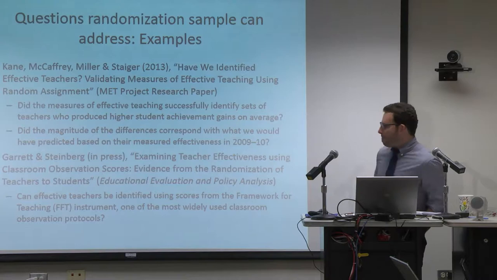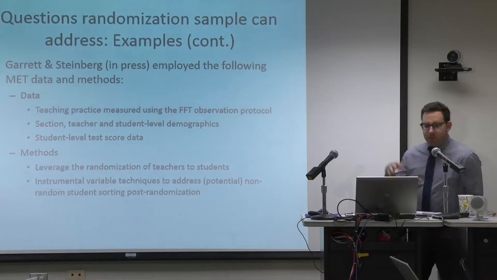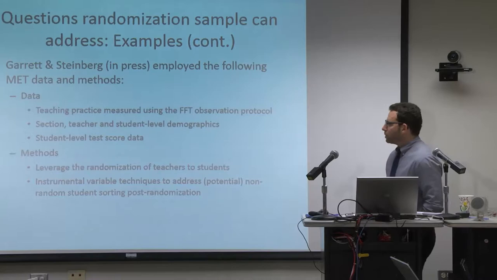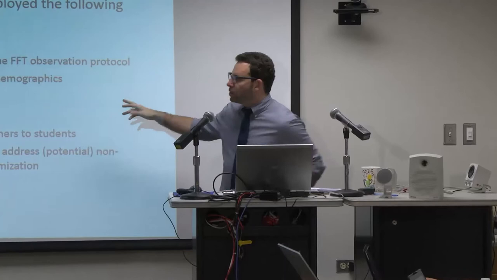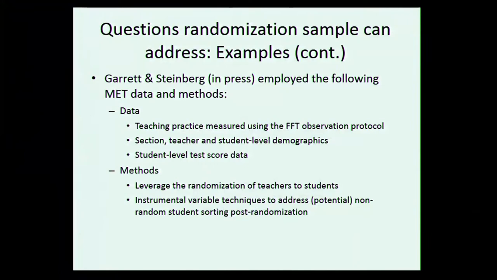so what data did we use? Again, drawing from the data files that we just talked about, we looked at the observation scores from the FFT. We used section, teacher, and student level demographics, right? And then student level test scores. So again, thinking about these multiple data files, we had to be very careful about merging across them, right?